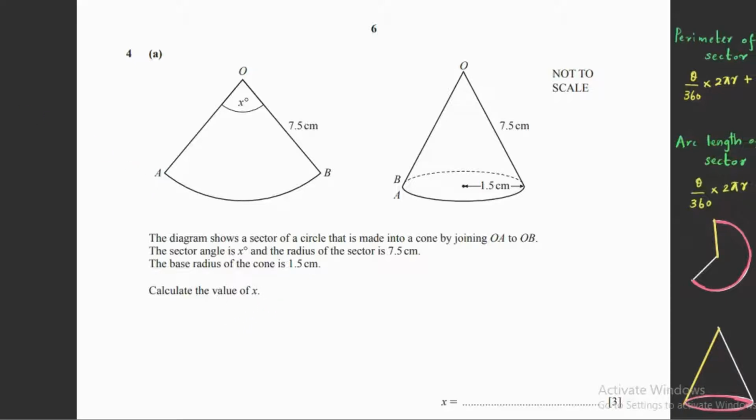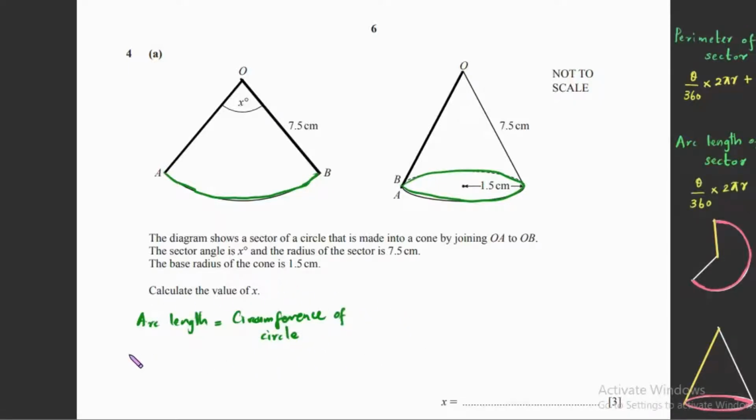Now, according to this diagram, this side OA is the radius of the sector, and this side OB will be the radius of the sector as well. So these two will overlap and be connected together to form the cone. That means the arc of the sector will actually form the circle of the cone. From this I can clearly state that the arc length of the sector is equal to the circumference of the circle in the cone.